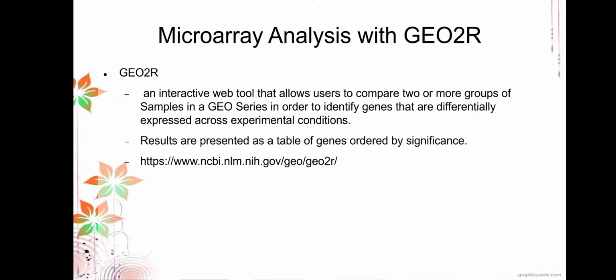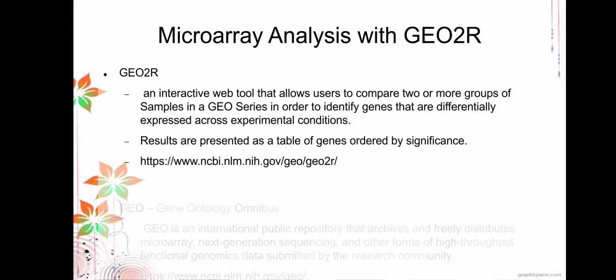So the results are presented as a table of genes ordered by their significance, which is significantly overexpressed or significantly underexpressed. So here is the direct link to the website.